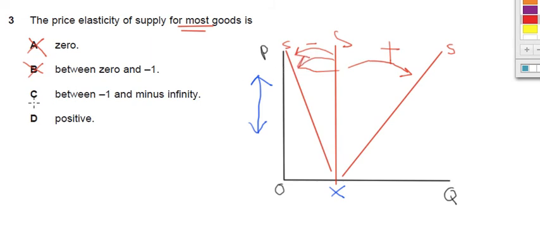Okay, that means that we can also discount option C because we have another -1 and we know that that can't take place, and that leaves us with the right option, which is D, positive, yes. Most goods will have a supply curve somewhere this side of a perfectly inelastic supply, and that will be a positive number.